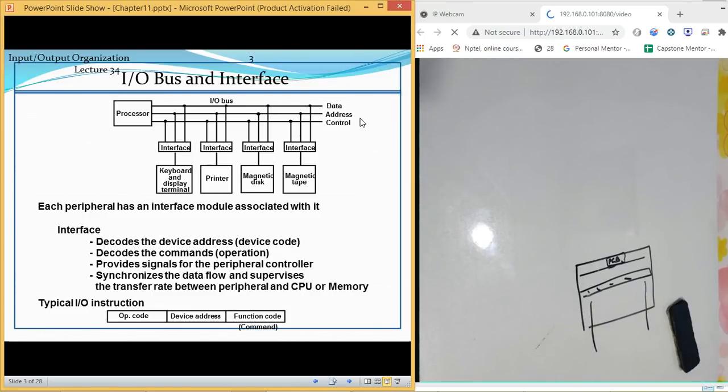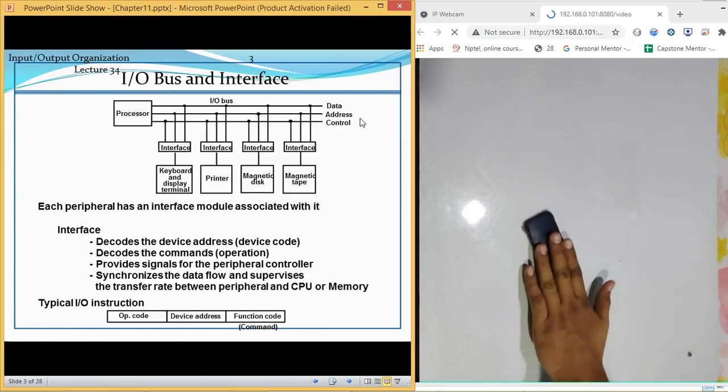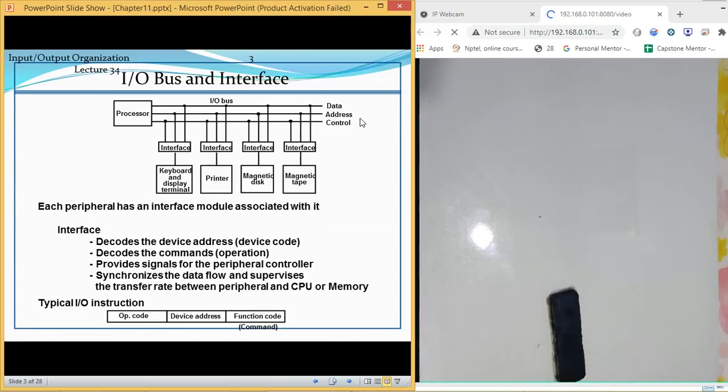After this, its main task is that it controls the data transfer rate between different devices, that is, how your data transfer will be happening and at what speed it will happen. Then a typical input output instruction which we have contains the opcode, and it contains the device address which is unique for every device. Then it also has a function code. This is the command. If in one device we have a printer, scanner, and all that stuff in a single device, then this instruction is going to tell what type of function that device is going to perform.